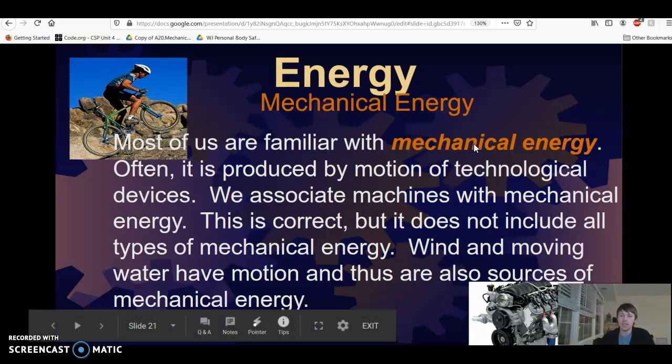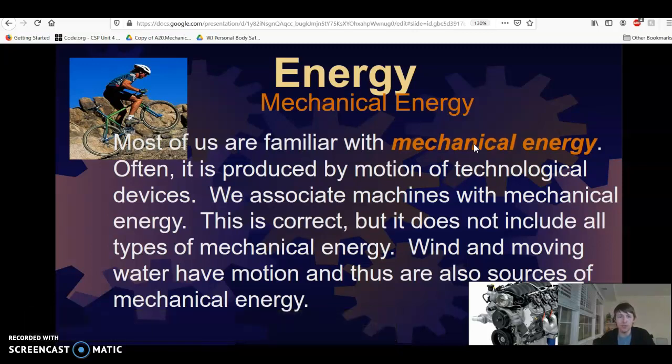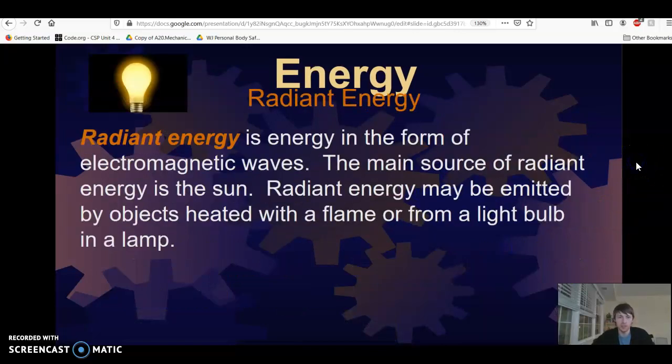So let's take a look at the 6 primary forms of energy really quick. So mechanical energy is the easiest one. Anything that's moving has mechanical energy. You, right now, have some mechanical energy you're exerting, right? Wind, water, all of those things move. Therefore, they're providing mechanical energy of some kind. And of course, machines we usually think of as the primary examples of mechanical energy.